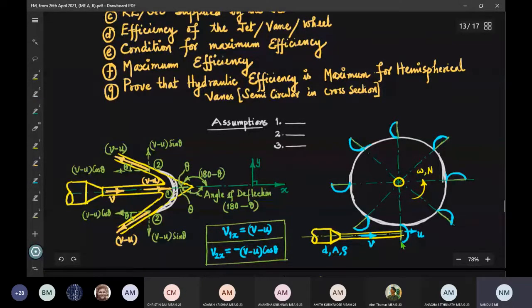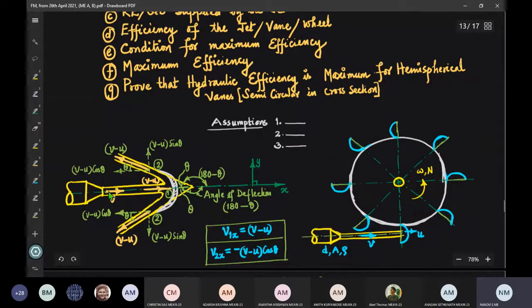The surface of the symmetrical vane here is perfectly smooth and frictionless. And number 2, there is no loss of kinetic energy due to shock. So we expect a shockless entry, and as far as possible we try to provide a steady mass flow rate through the jet. So here we have the situation shown, the velocity components and all.